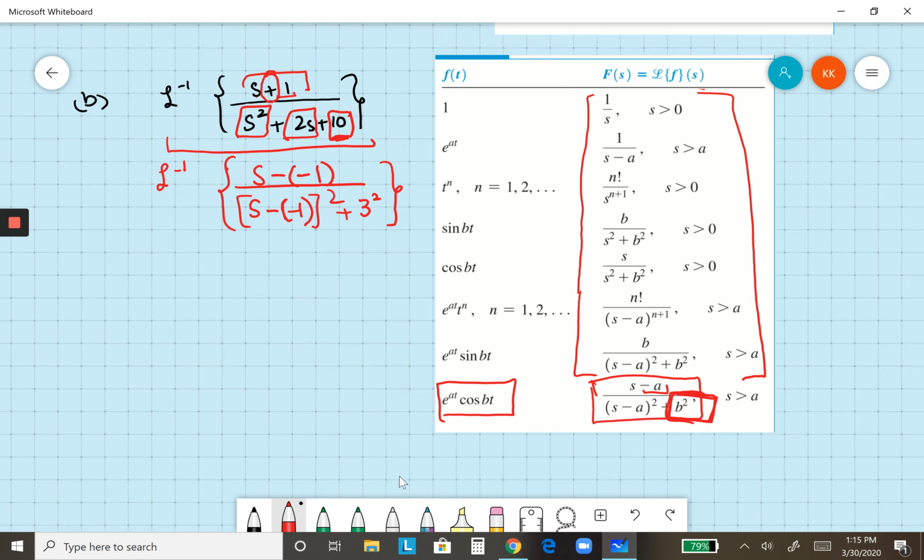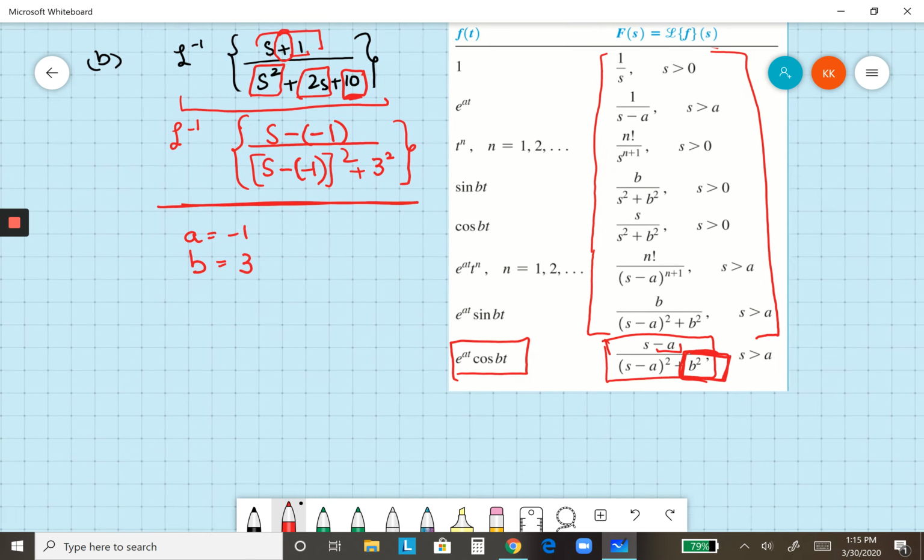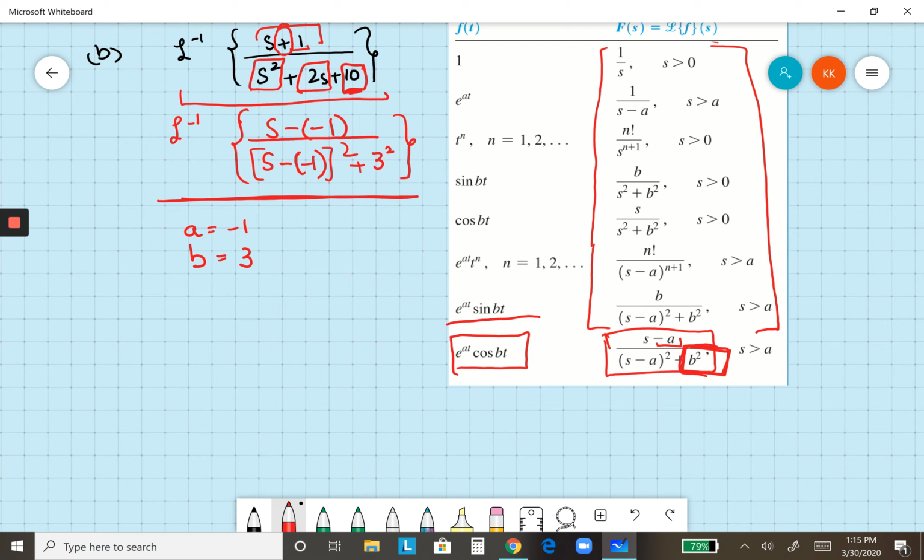So if we're looking at this equation, we know that our a is -1, our b is 3. So going back to our table, looking at e raised to power at cosine bt, our solution would be e raised to power a is -1t, cosine b is 3t. So this will be our final answer for this problem.